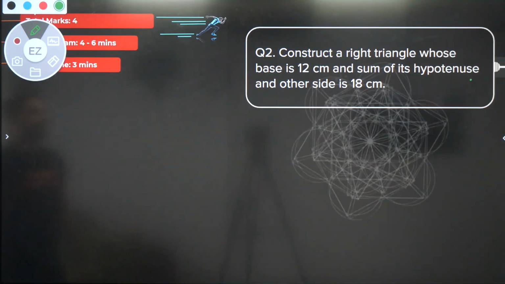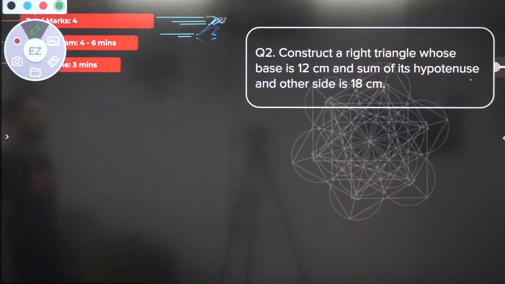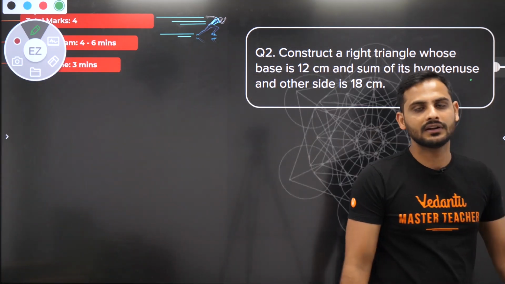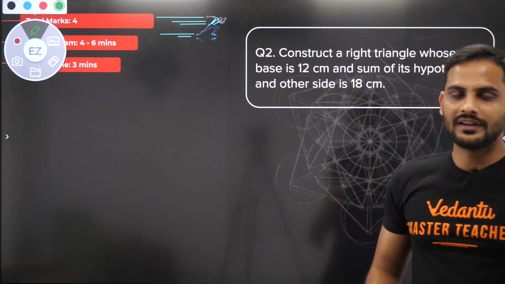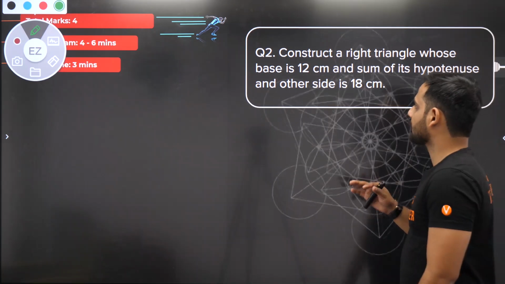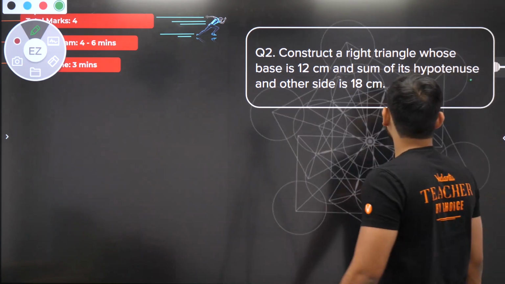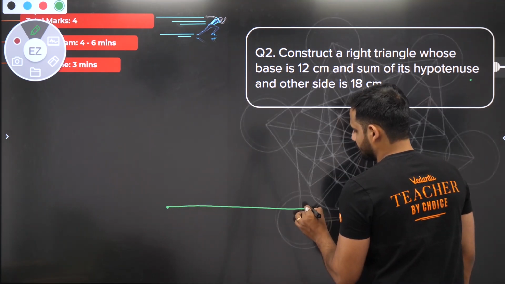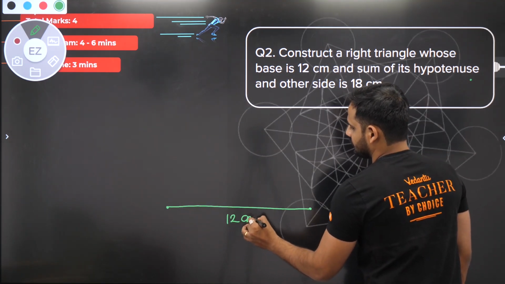The next question is this: construct a right triangle whose base is 12 centimeter and sum of its hypotenuse and other side is 18 centimeter. So this is a question in which one side is given, one base angle is given, and sum of the other two sides is given. So what you will do? They have told that the base is 12 centimeter. So draw a base of 12 centimeter.